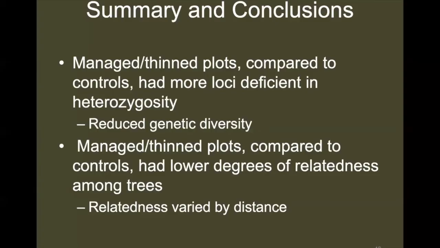So just in summary and conclusion, between managed and thinned plots compared to the control plots, the managed plots had more loci deficient in heterozygosity, and this is linked to a reduction in genetic diversity. Also, between managed thinned plots compared to control plots, we have lower degrees of genetic relatedness among the trees, and we saw that the relatedness varied and decreased generally, and in some cases significantly, by distance.